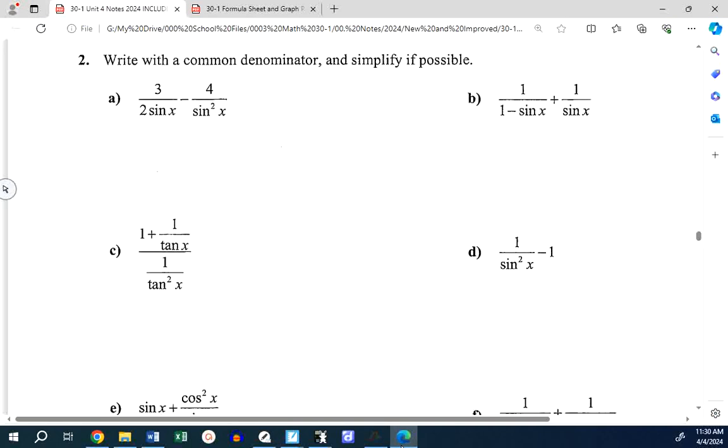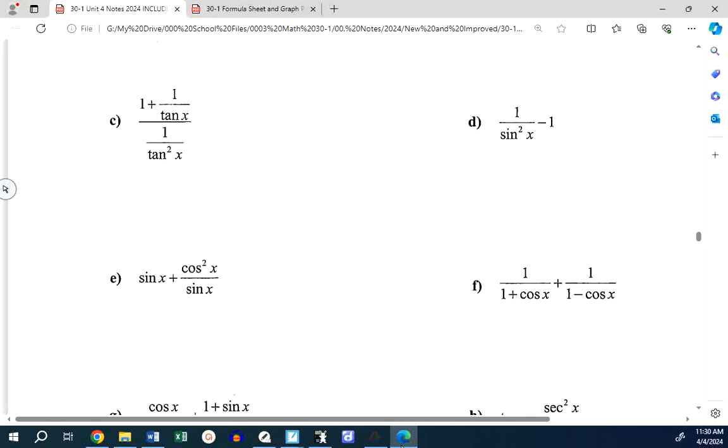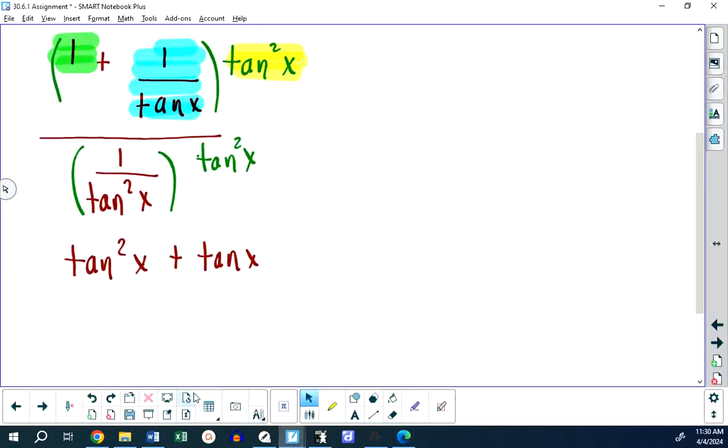Write with a common denominator and simplify if possible. This is going to be a frustrating thing for you, and it's a frustrating thing for me. When you have an open-ended question, it's not multiple choice, and it says simplify, what does that mean? I think that's simplified. If you want to start writing everything with sines and cosines, let me show you what it would become. Is this the answer, by the way?